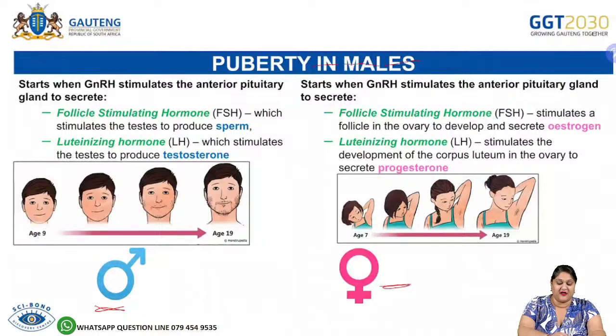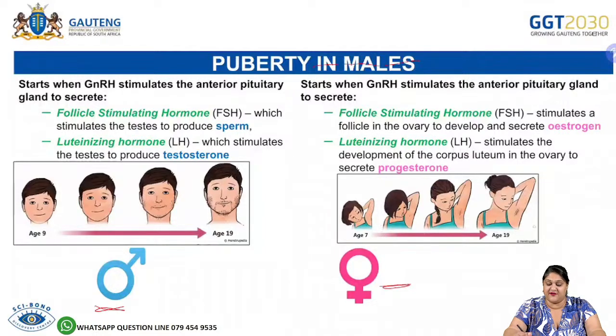Okay, and as you can see over here, we'll look at it just now, but there are some physical changes that occur with the boys between age 9 and age 19. You can see in this one, they're showing you that we have some facial hair. Then here in females, it's also the anterior pituitary gland that is going to secrete FSH and LH, but in females the FSH is going to stimulate the follicle of the ovary to develop estrogen, which is a hormone, and luteinizing hormone is going to stimulate the corpus luteum in the ovary to secrete progesterone. Okay, so that is basically what is going to happen at the onset of puberty.